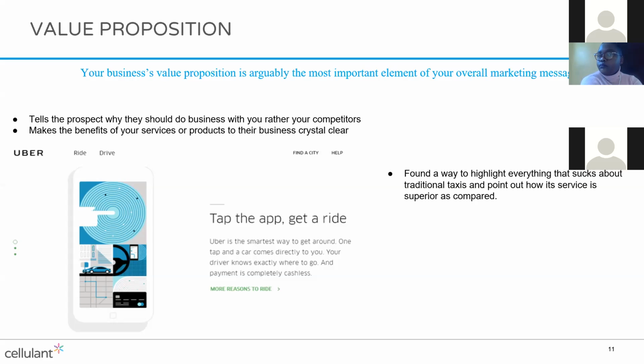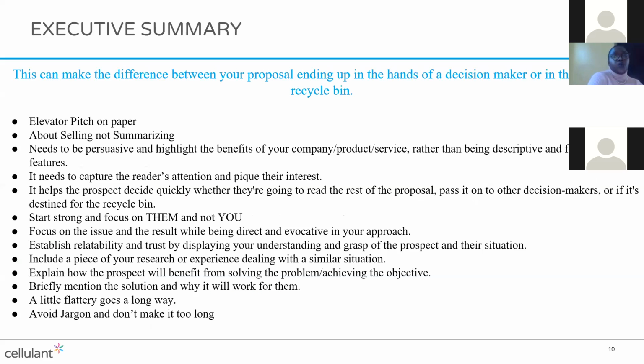What's the standard length of the executive summary? Depending on how in-depth your proposal is or how long it should be, about 1 page or 2 pages maximum. All right. Thank you. Okay.